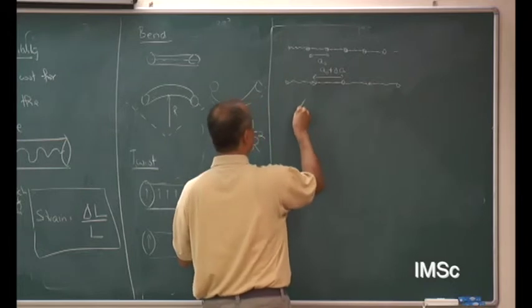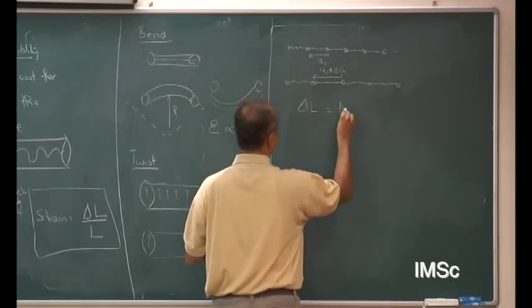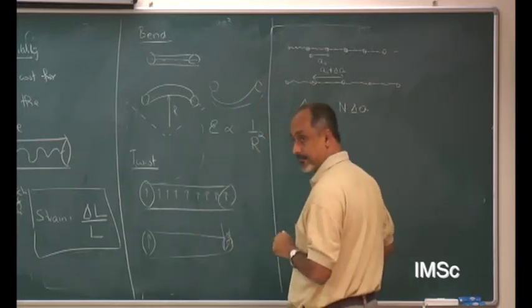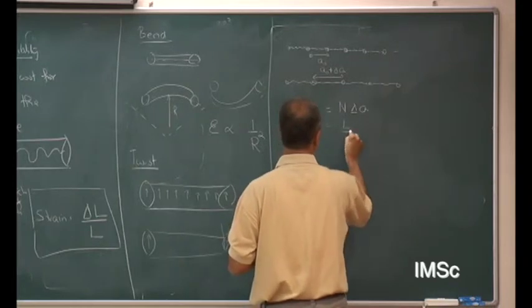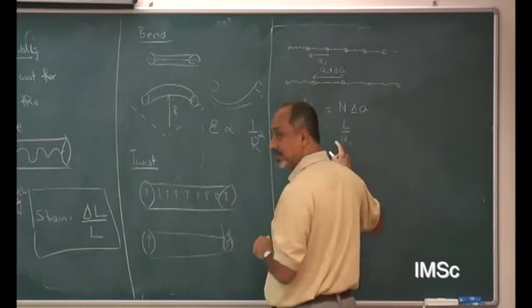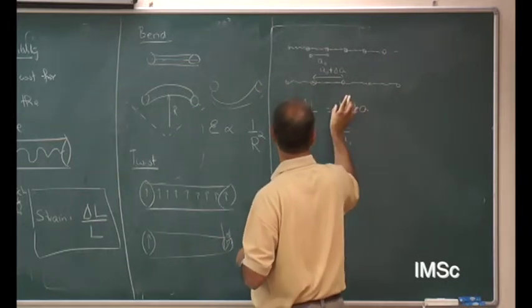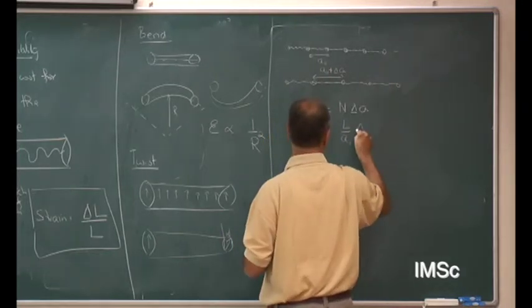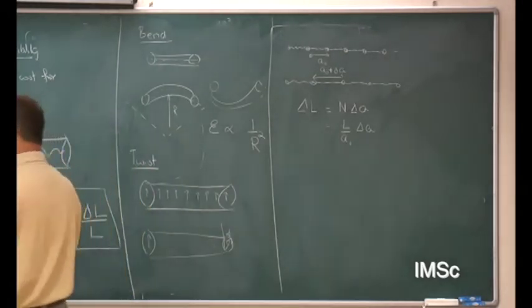First of all, the total change in length delta L is just the number of springs times delta A, n times delta A. The number of springs is, of course, the total length divided by the unperturbed A naught. That's the total length, n times A naught, and it is just the total length times delta A over A naught. It's again just definitions.